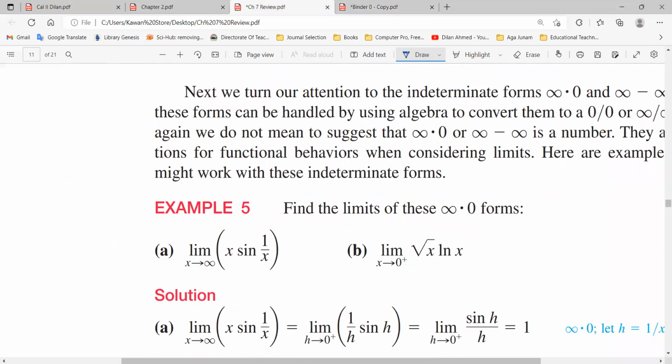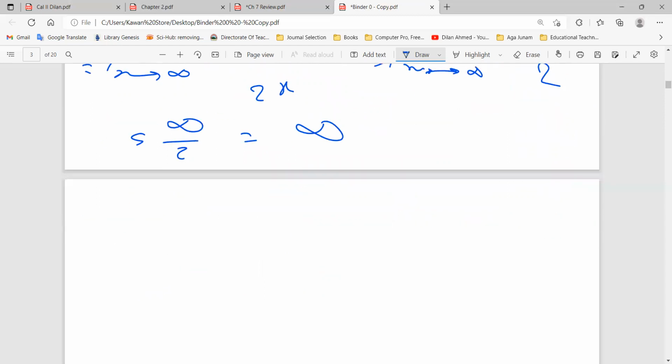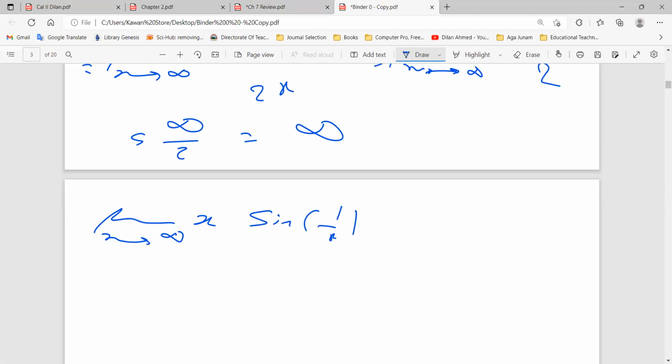Here we have x sine(1 over x). Now, we saw that one before. I remember in the previous one, if I have the limit as x approaches infinity of x sine(1 over x), you know that in that case, x will be infinity, and sine 1 over infinity is equal to sine 0, and sine 0 is equal to 0, right?